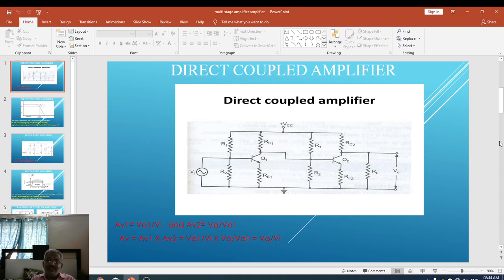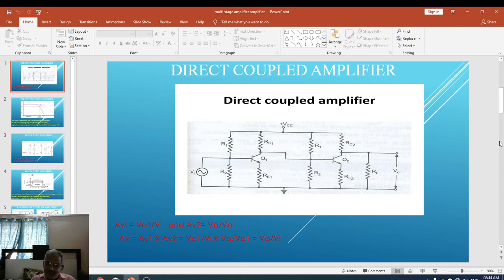This means that if the gain of the first stage amplifier is 10, and the gain of the second stage amplifier is also 10, then the net gain of the two stage amplifier is 10 into 10, that is 100. So if you increase the number of stages, naturally the gain of the entire amplifier also increases. That is the reason why multi-stage amplifiers are studied and used.